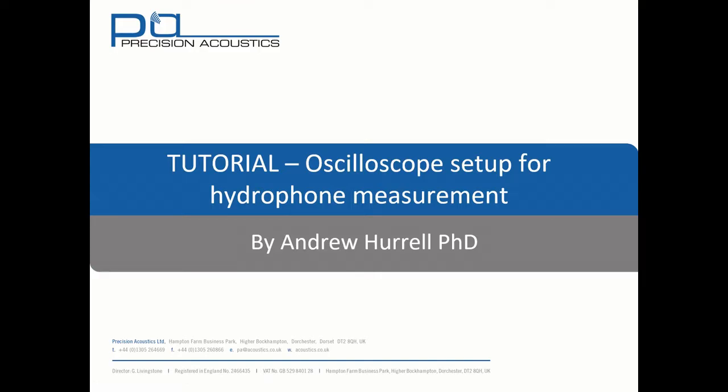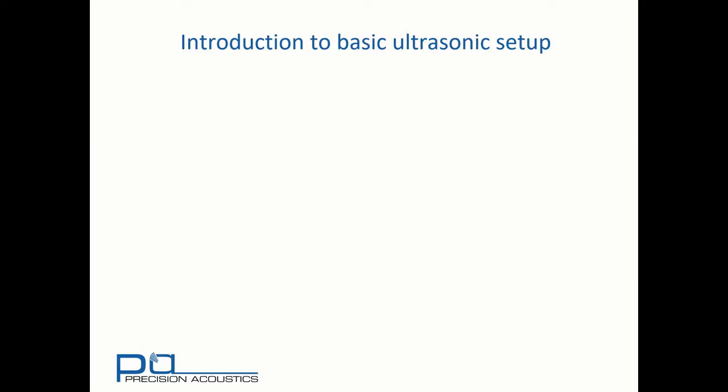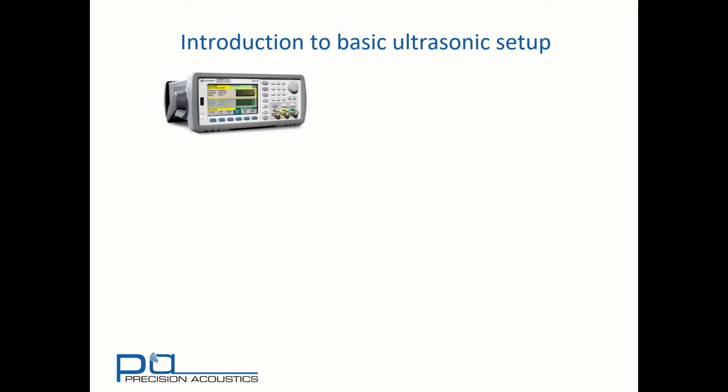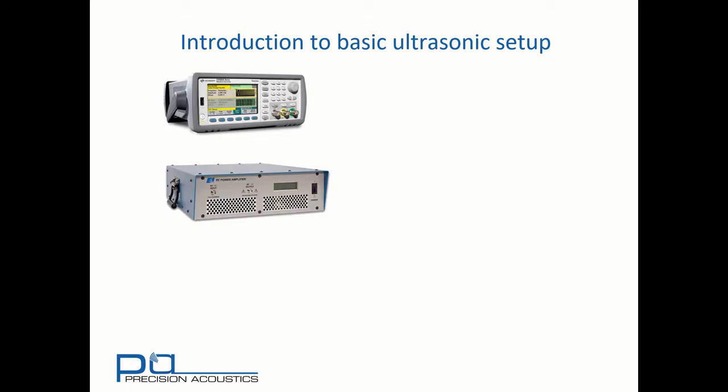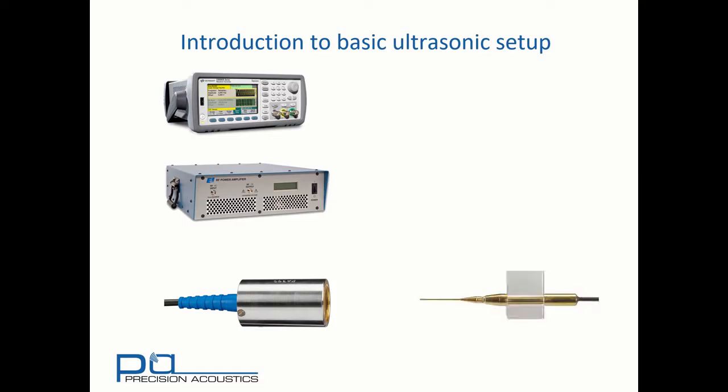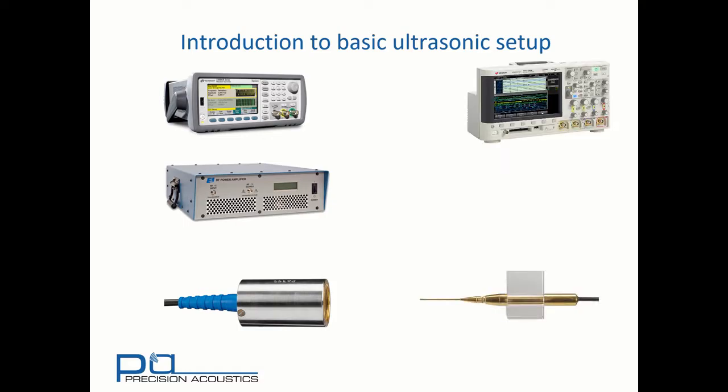Hello, and welcome to this tutorial on oscilloscope setup for hydrophone measurement. We'll start off by looking at the setup that's normally used when we're making hydrophone measurements. This involves a function generator, often a power amplifier to amplify the signal from the function generator, a transducer, a hydrophone, and finally some form of data acquisition device, often an oscilloscope.